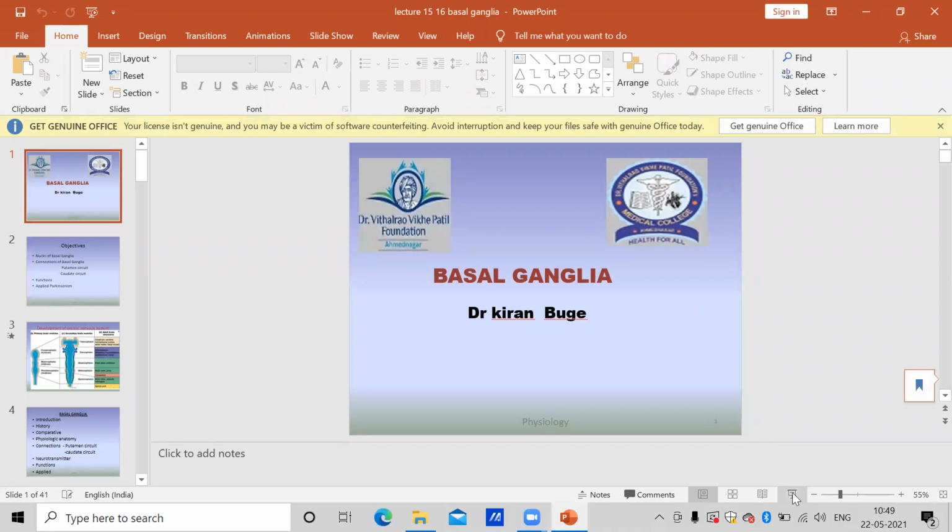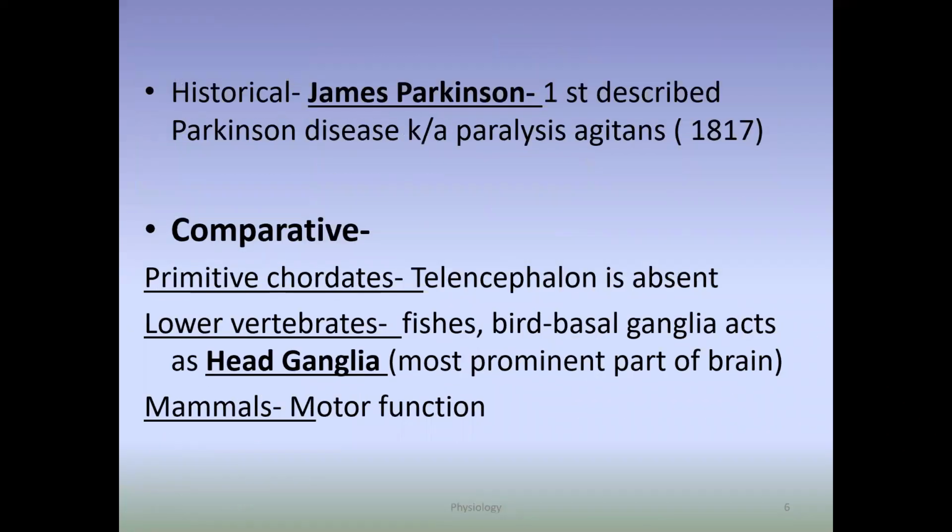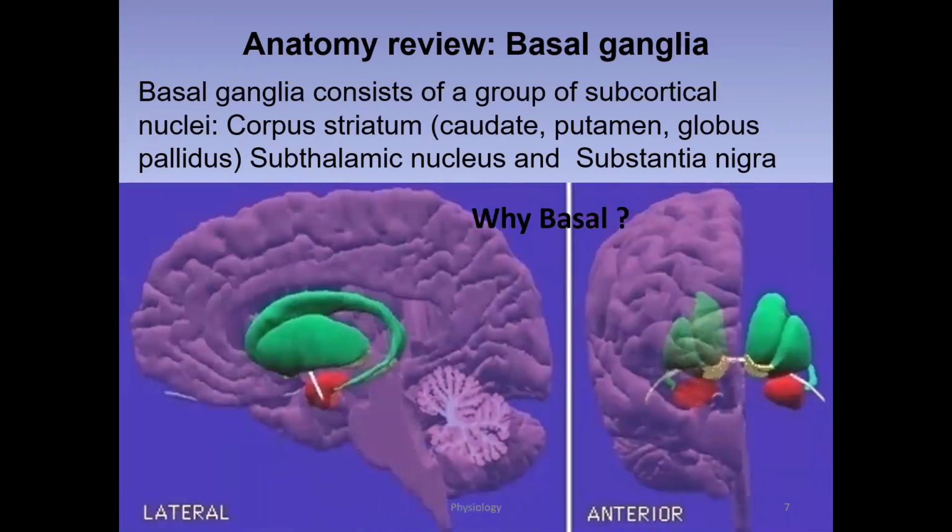In the last lecture, we already started with the basal ganglia. Today, we are going to see the remaining half of the basal ganglia, that is the functions and applied part. In the last lecture, we saw the different nuclei present in the basal ganglia: the caudate nucleus, putamen, globus pallidus, subthalamic nucleus, and substantia nigra.